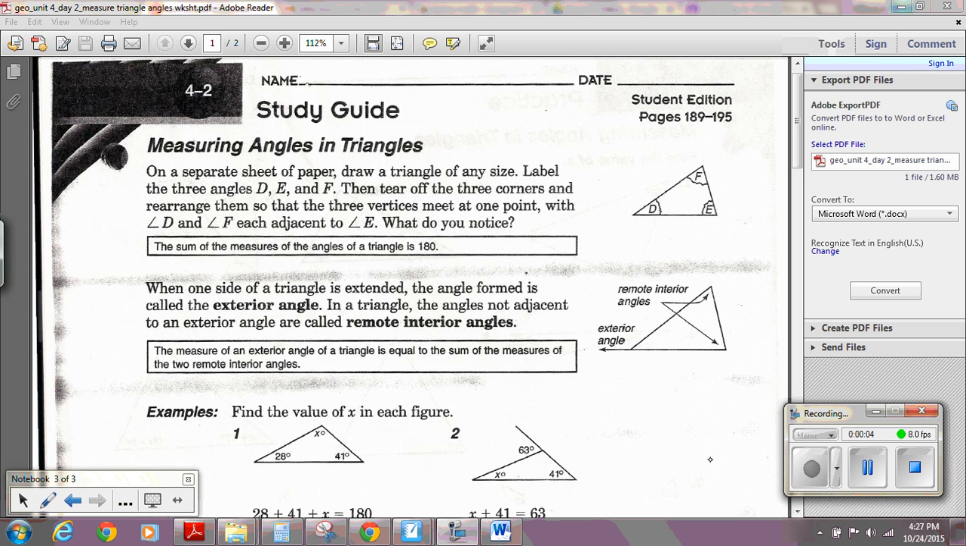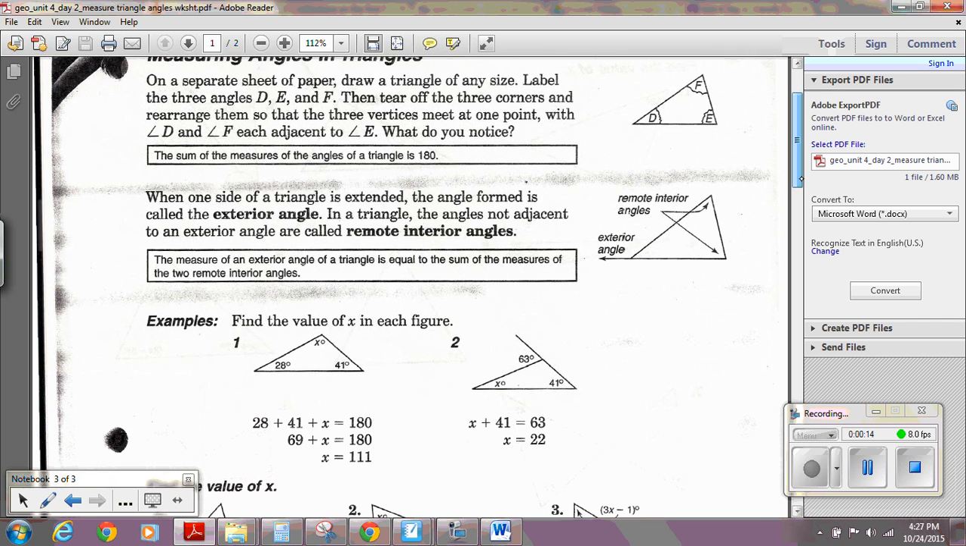Unit 4, Day 2 homework tutorial. I will help work out every odd problem.